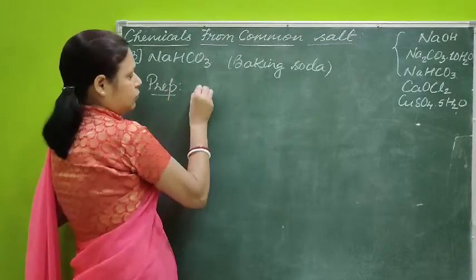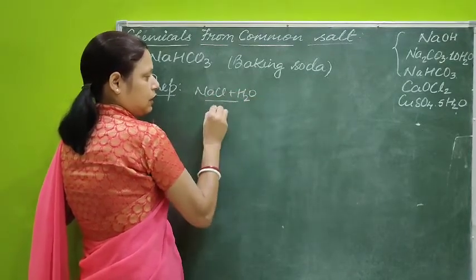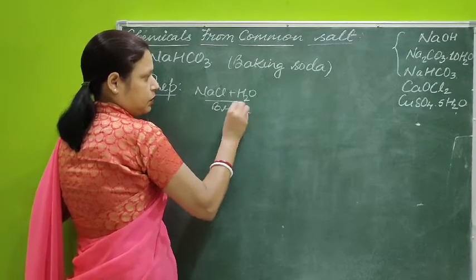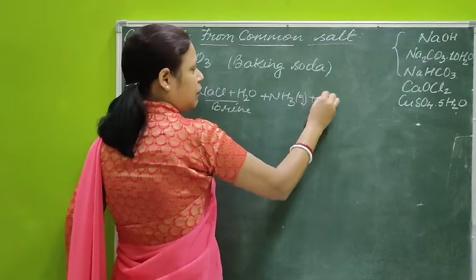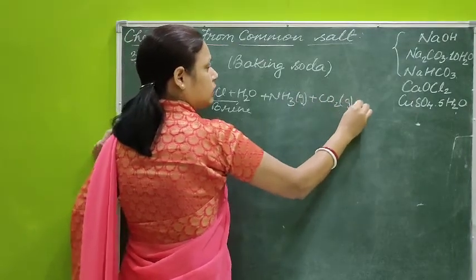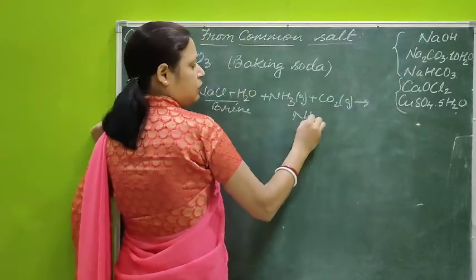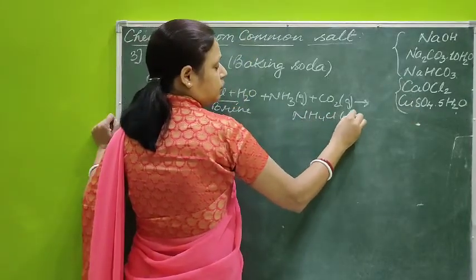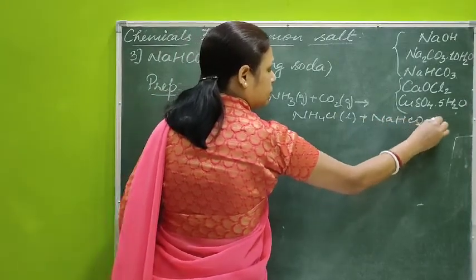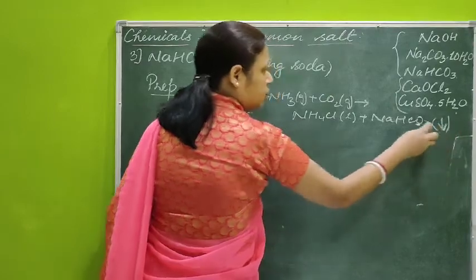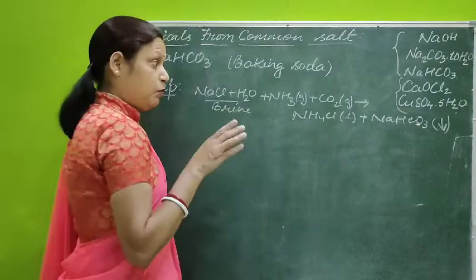Here, first of all, we will take sodium chloride dissolved in water. That was your brine. When ammonia is passed, carbon dioxide is passed, we will get a mixture, ammonium chloride and sodium bicarbonate. This method you already studied in sodium carbonate decahydrate. So the first step is similar.